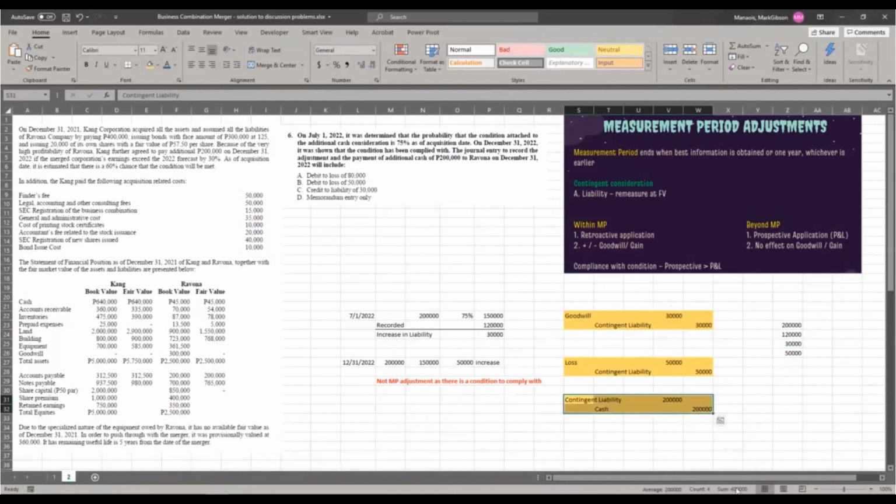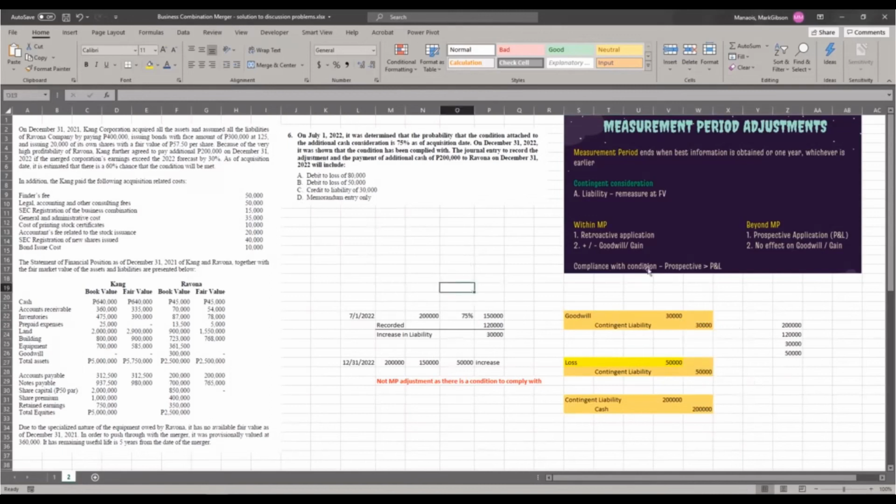So, here are the entries involved. Check na natin, ano dyan yung tama. Debit to loss, 80,000, hindi. Debit to loss of 50,000, ayun. That's the answer. Kasi credit to liability of 30,000, hindi rin. The credit was 80,000. Memorandum entry only, lalong hindi. Kasi nga, we're posting some journal entries here. So the answer is letter B.